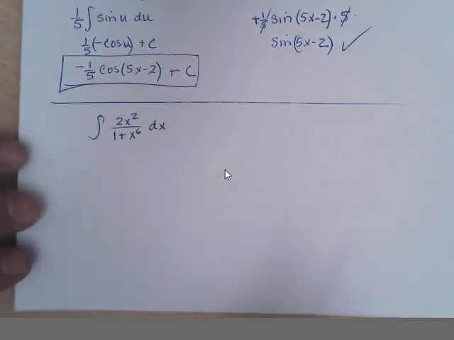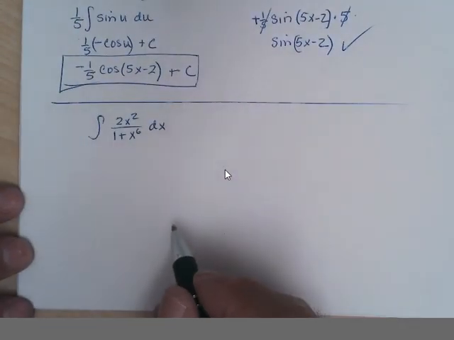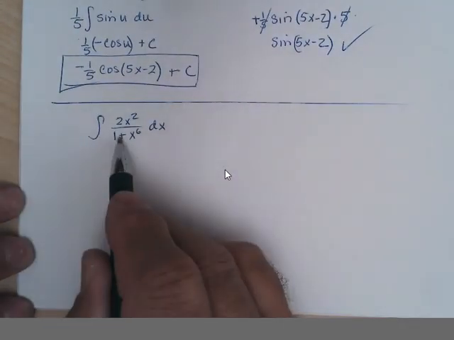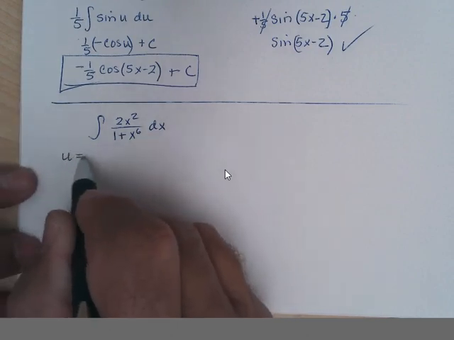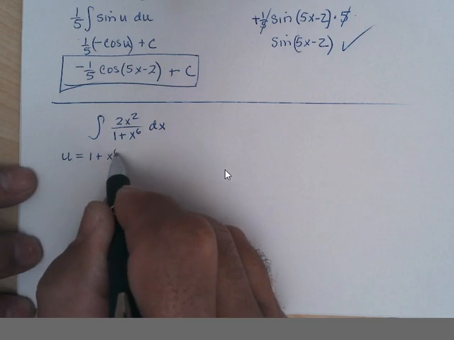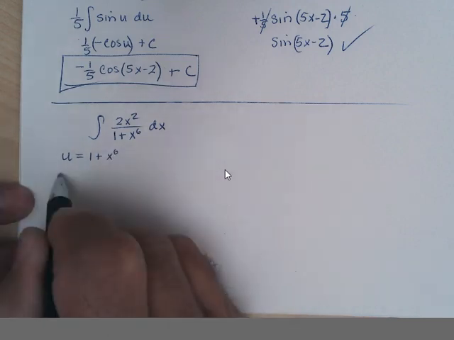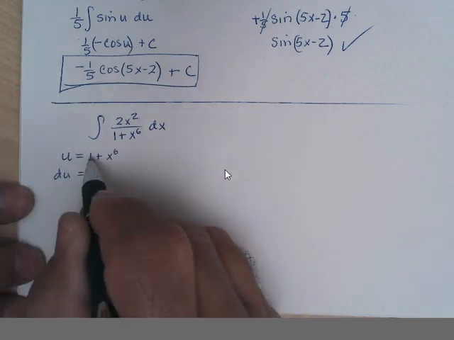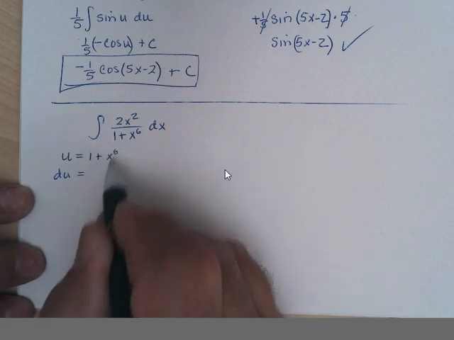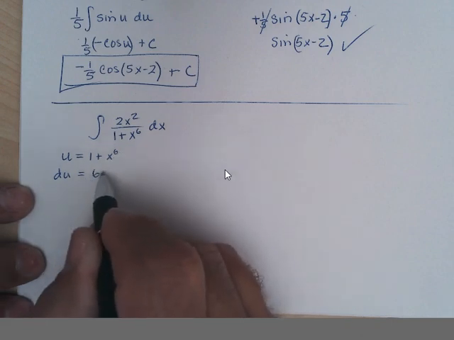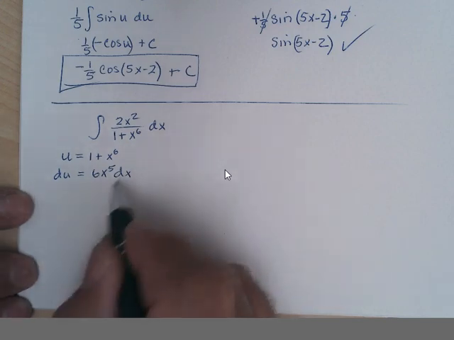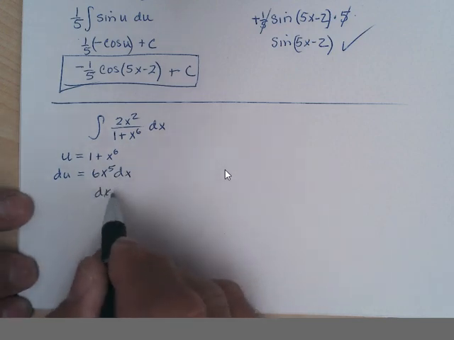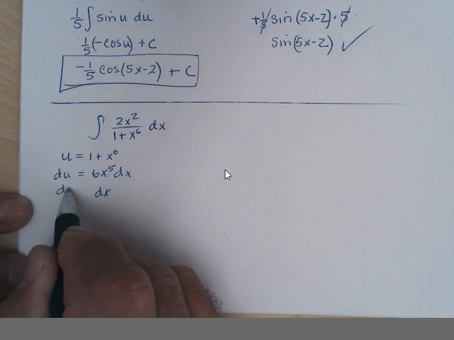And that's why I've chosen this one. Addition in the denominator is not fun, so some people will let u be 1 plus x to the 6th. So du would be, derivative of 1 would be 0, derivative of x to the 6th is 6x to the 5th dx. Solving for the dx, I divide both sides by 6x to the 5th.